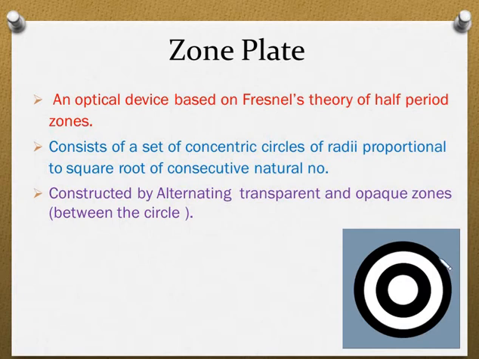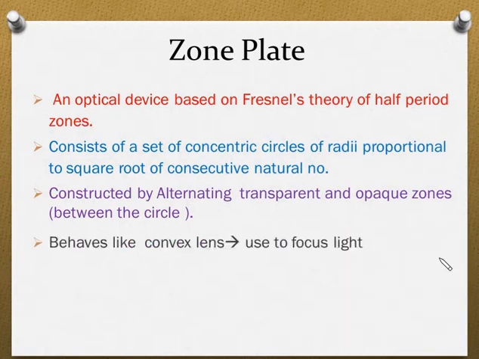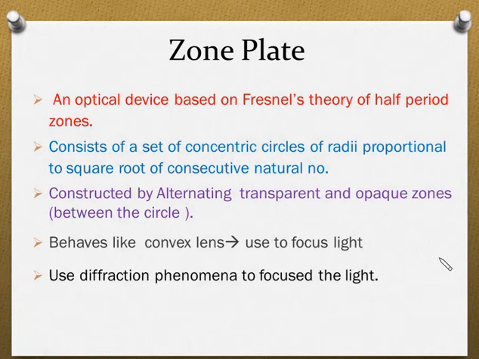So we can say this zone plate behaves like a convex lens, which is also used to focus light. The only difference is that the convex lens focuses light using the phenomena of reflection and refraction, whereas the phenomenon of diffraction is used in the zone plate to focus the light.